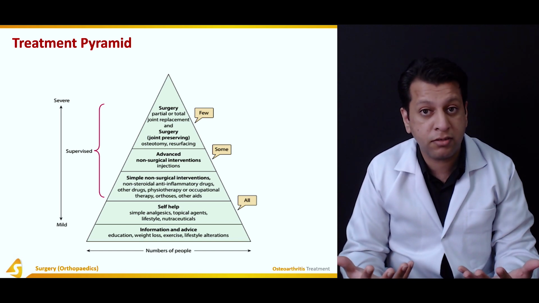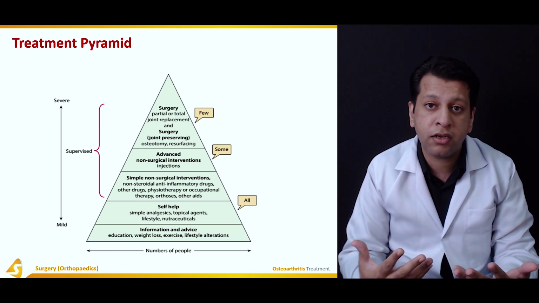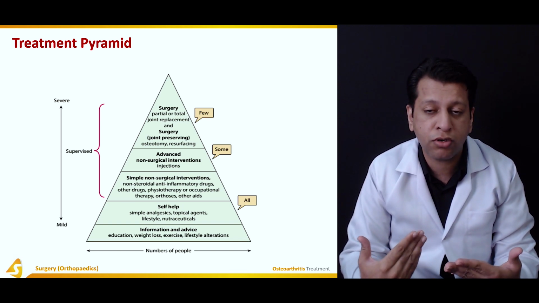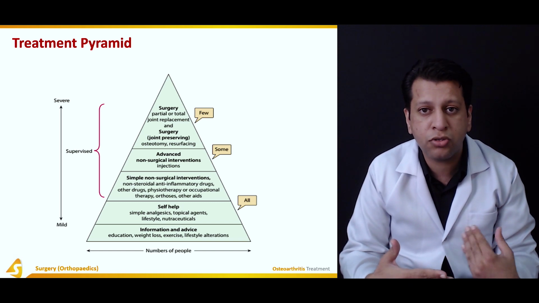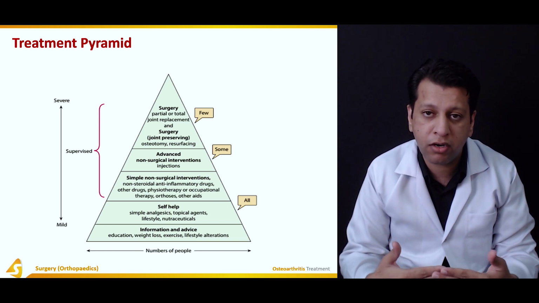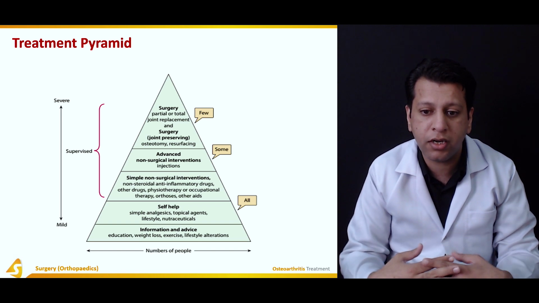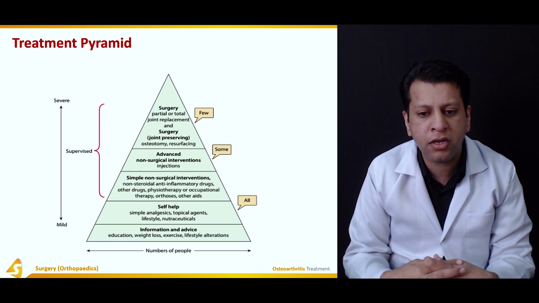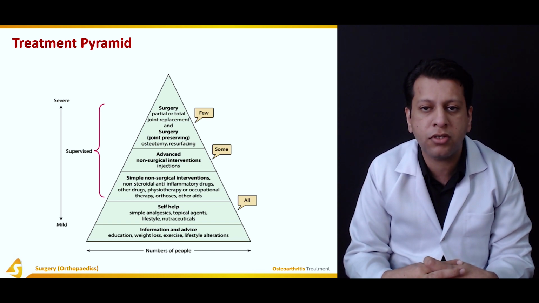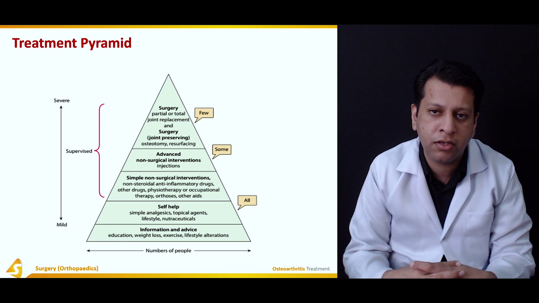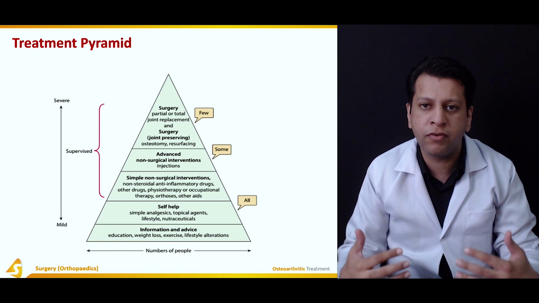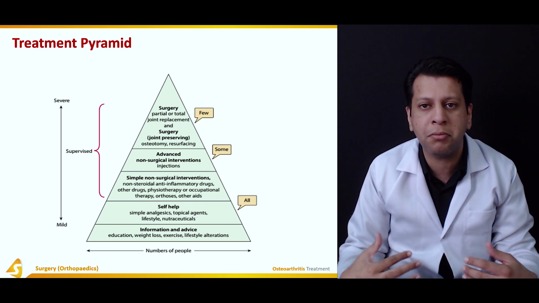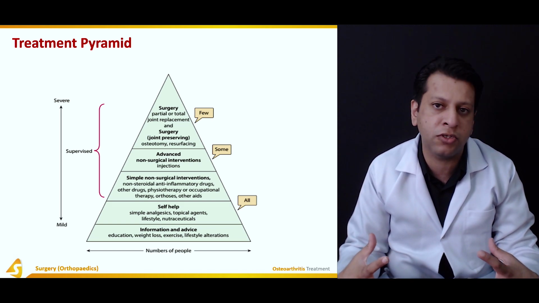If a patient is obese and complains of knee osteoarthritis, the first thing we need to tell them is that unless they lose weight, the stress on the joint will not be lessened. So weight loss is the first line of treatment. Then there are self-help exercises, simple analgesics, topical agents, lifestyle changes, and nutraceuticals. When patients do physiotherapy and increase exercise, these not only reduce weight but also help build up the muscles around the joint.